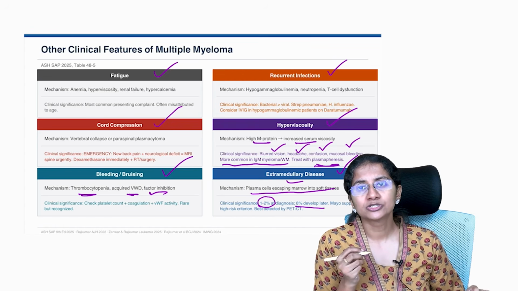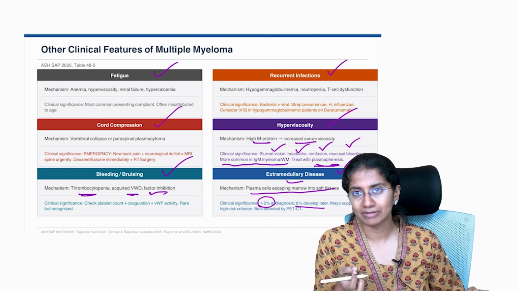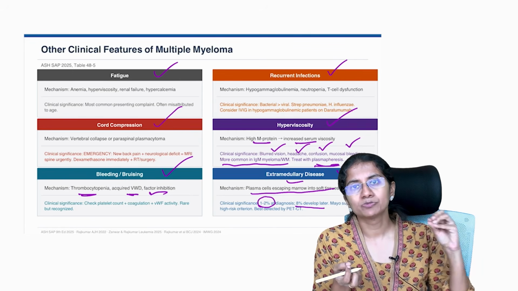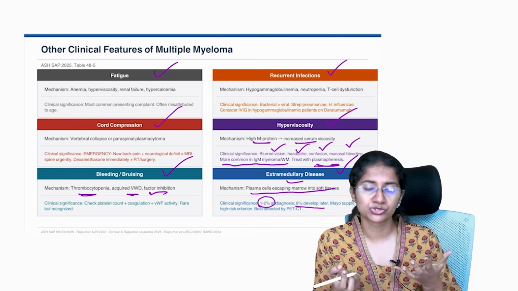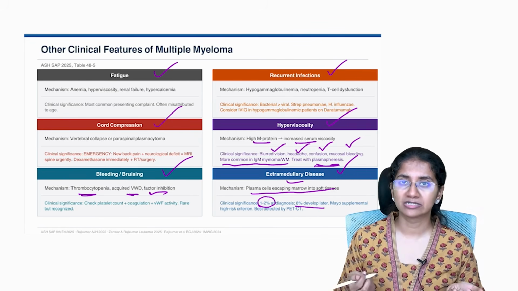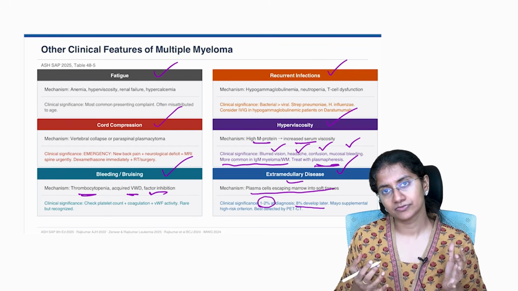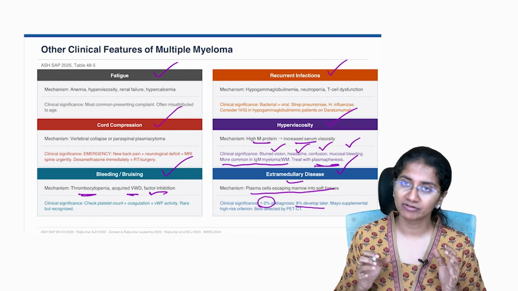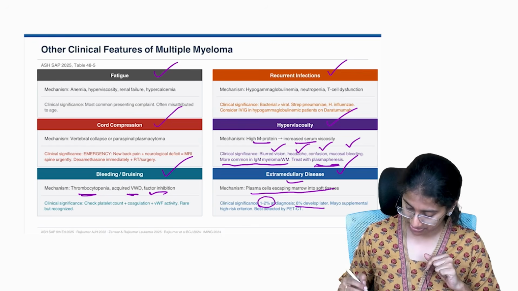Okay, because you have destroyed the medullary plasma cells, but these plasma cells could be present in the soft tissue from where it grows. So it could be post-transplant or post-treatment, induction and consolidation. The patient can still develop extramedullary plasmacytomas.